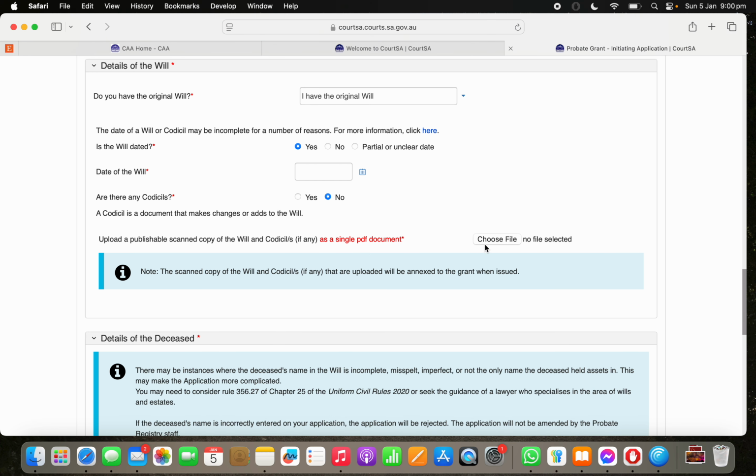So again, you upload the file as a PDF with all the pages there. You don't upload one page at a time. It'll be one single document, and this is because when the grant is issued to you, there'll be a sealed copy of the will and any codicils behind that. So all pages need to be included and they need to be of publishable quality.